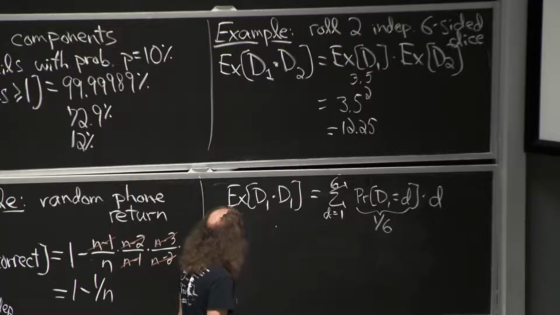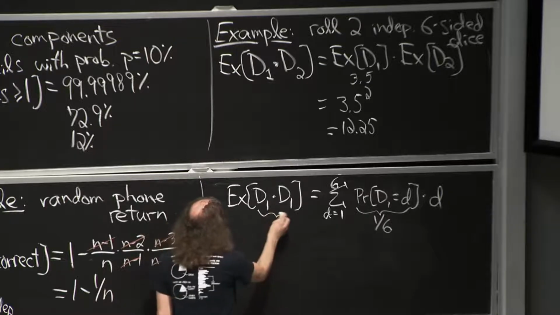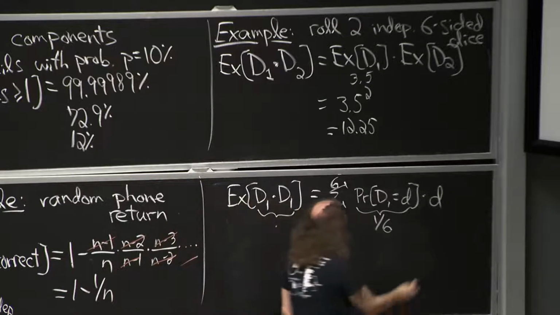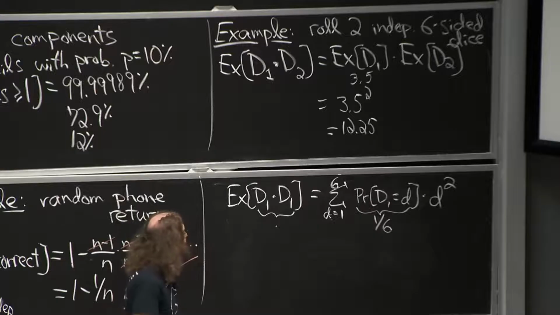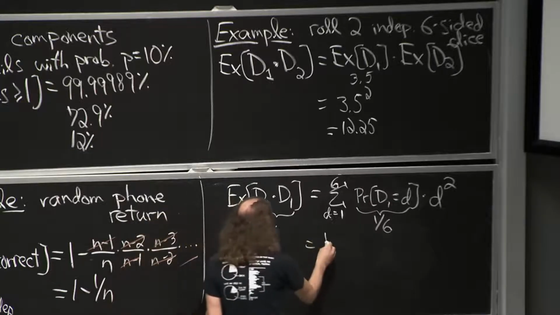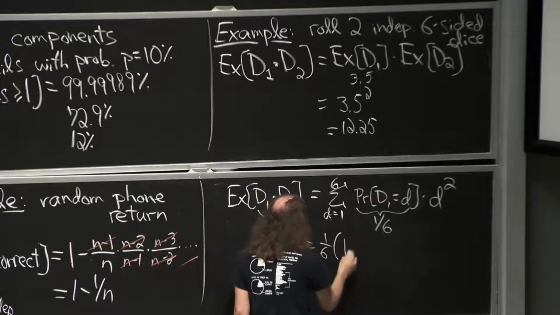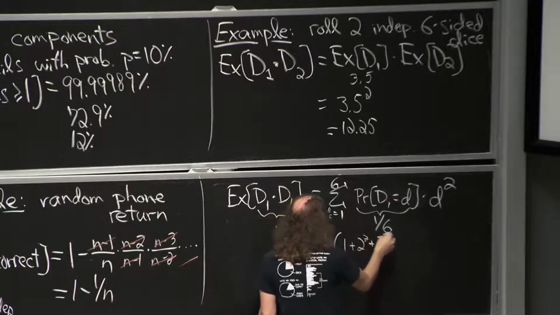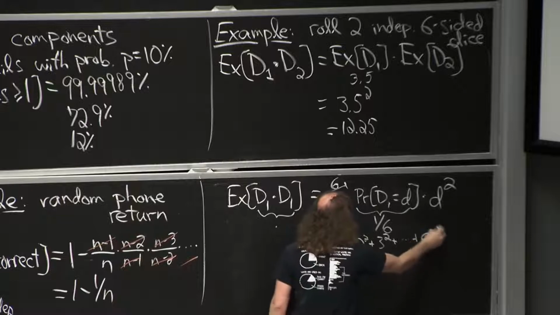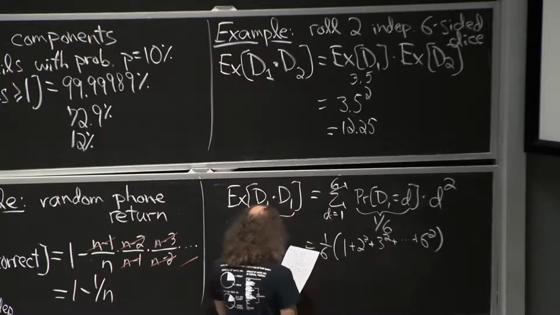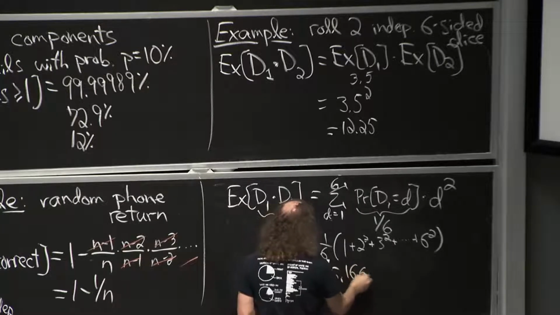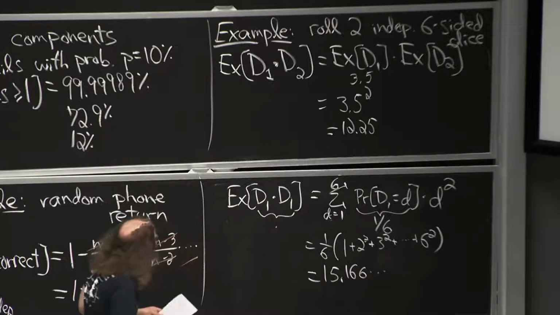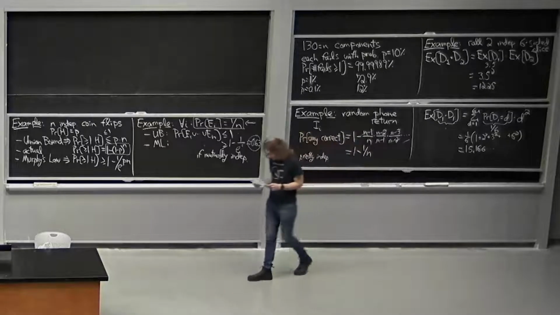So this is the average. Sorry, didn't get this right. I'm missing a product, right? This is this thing. So sum over the different die rolls, but now we have d squared here. Okay, and I can never remember the formula for the sum of squares, but we get 1/6 times that sum of squares: 1 squared plus 2 squared plus 3 squared up to 6 squared, which turns out to be 15.1666. So bigger. Kind of weird, but there you go.